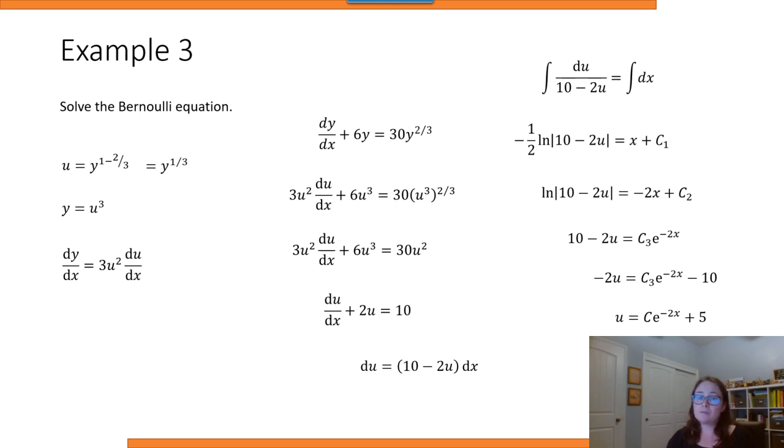And almost done. I just need to get back to my original variable. So remember that u is equal to y to the 1/3. So I can replace that on the left now that I've solved for it. And if you want to solve this explicitly for y, I can cube both sides of this equation to get y equals (C times e to the -2x plus 5) cubed.